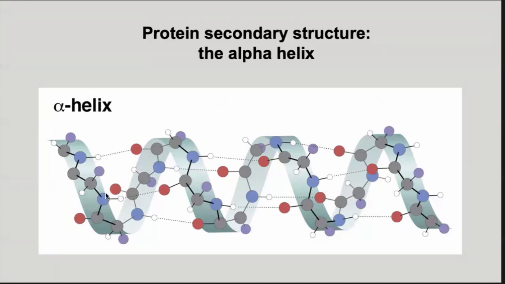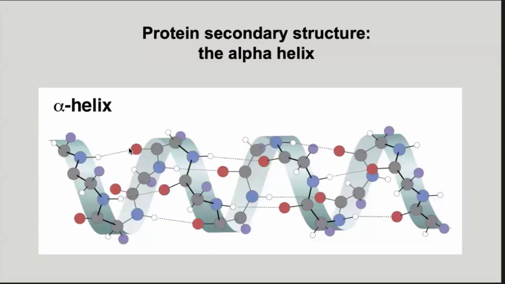So the blue circle would be a nitrogen. The carbons would be represented by gray. So we've got nitrogen, carbon, carbon, nitrogen, carbon, carbon, nitrogen, carbon, carbon, nitrogen, carbon, carbon, and so forth. That's the backbone of the protein, and that backbone coils into this helix, known as an alpha helix.